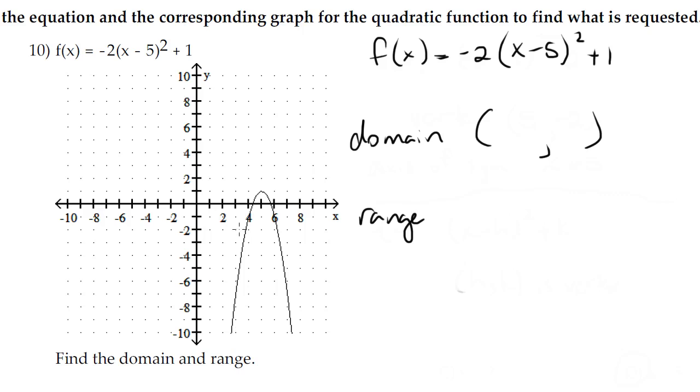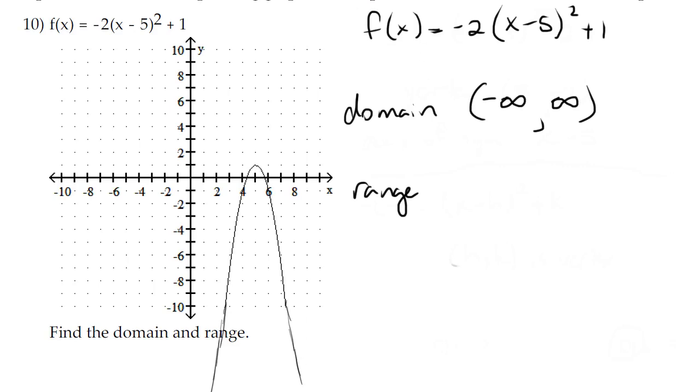The domain of any parabola is all real numbers. Negative infinity to positive infinity. Because it continues forever off the graph. Down forever, down forever. So even though you can't really see it, you can kind of feel it.